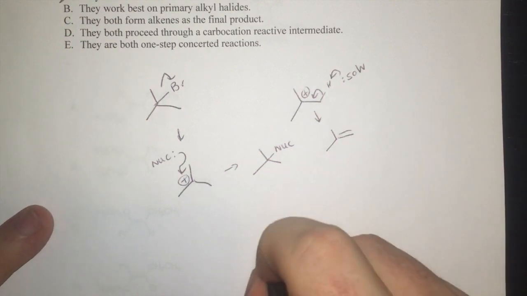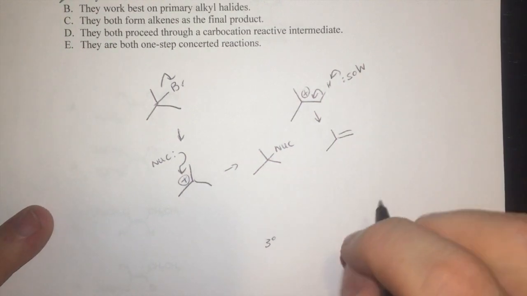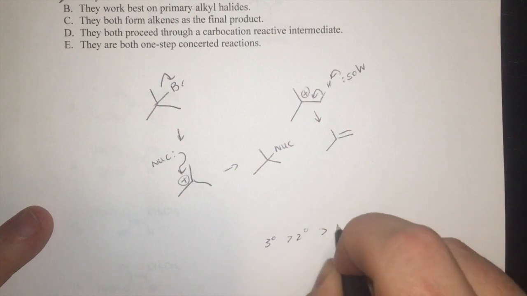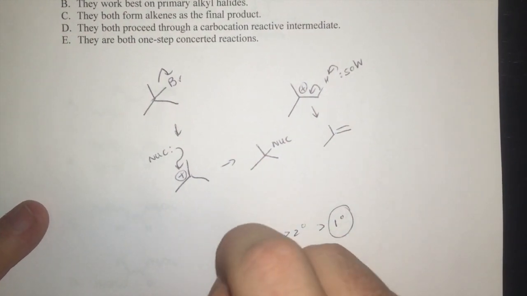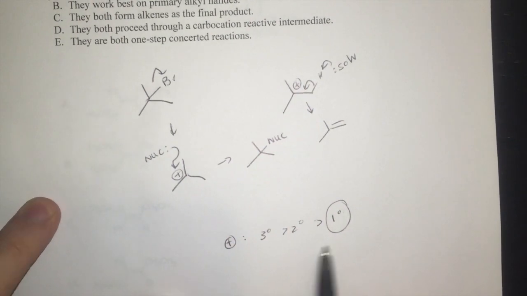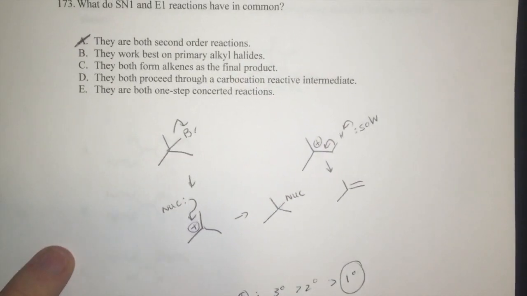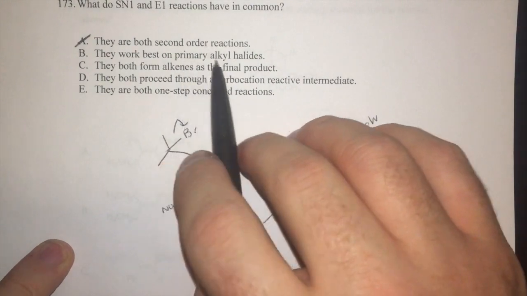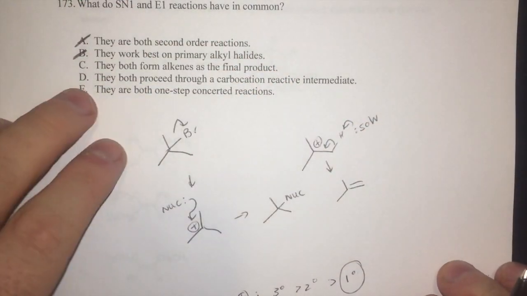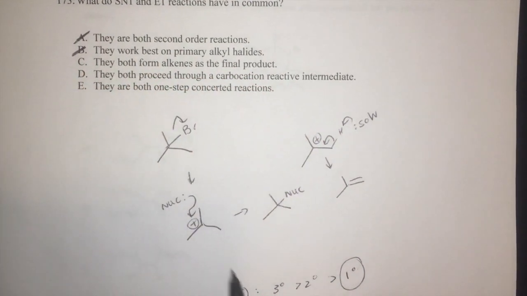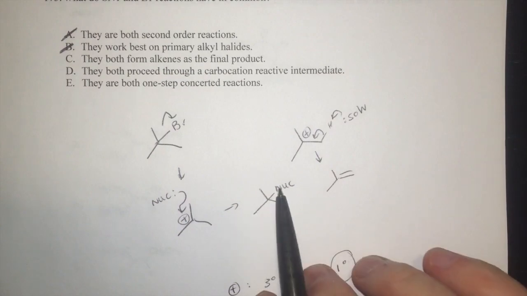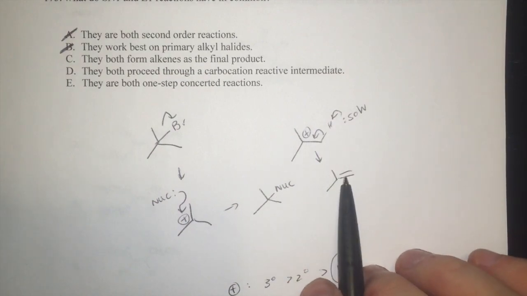And remember, tertiary carbocations are much more stable than secondaries, which are much more stable than primaries. In fact, primary carbocations are very unstable, so you do not want to form a primary carbocation. That's why primary alkyl halides do not work best. So B is out. C says they both form alkenes as the final product. That's untrue. With the substitution, you just get a substitution product, whereas with the E1, you get the alkene.